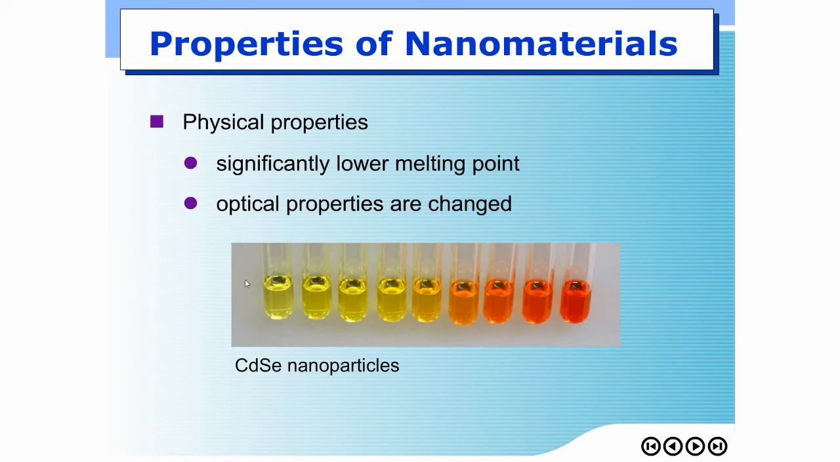Same thing like this. This is cadmium selenide nanoparticles. We can change its color from yellow down to red by changing the size. The good thing about nanoparticles is that you can fine-tune their properties by controlling the size mainly. Just like in this picture, in all test tubes, the particles are the same in chemical composition, but the sizes are different, and you can see the properties are different as well.